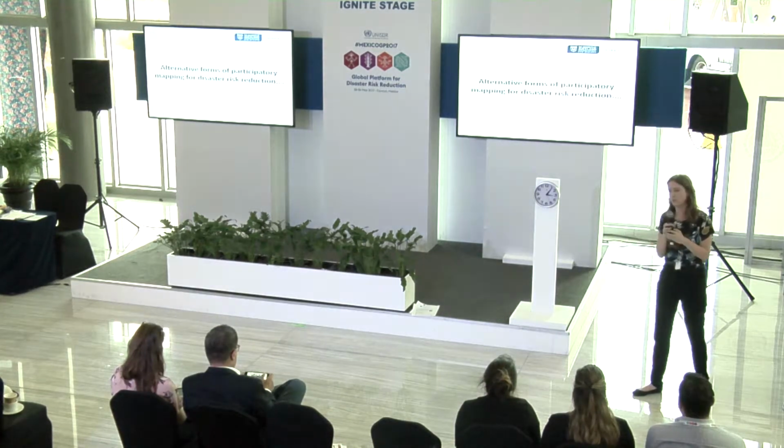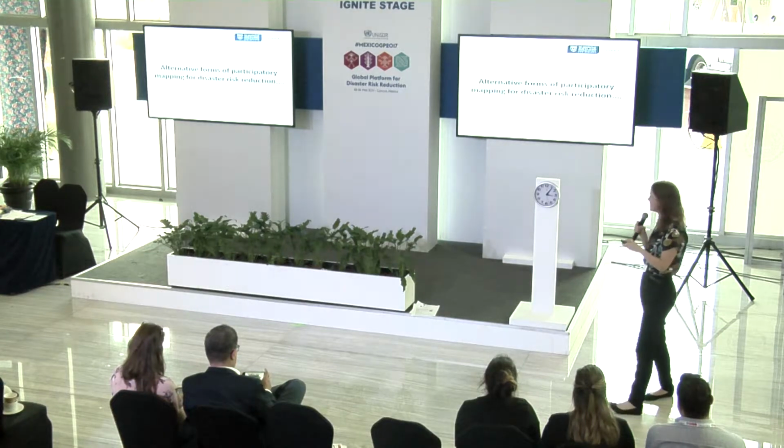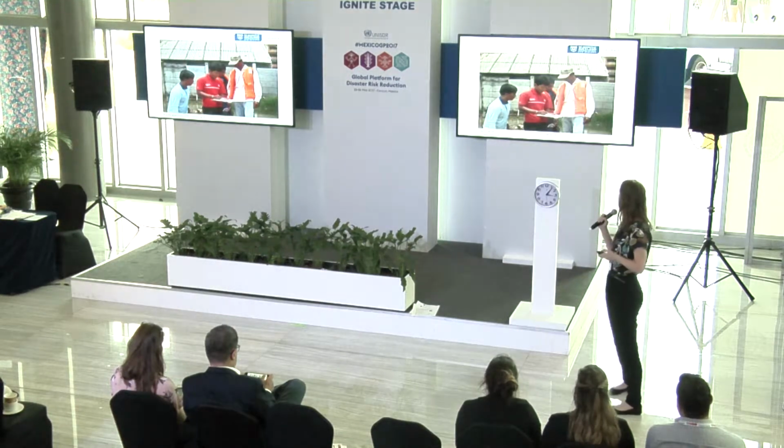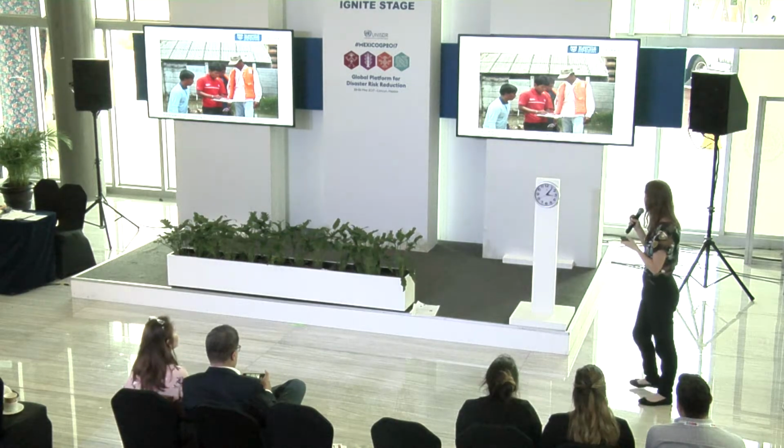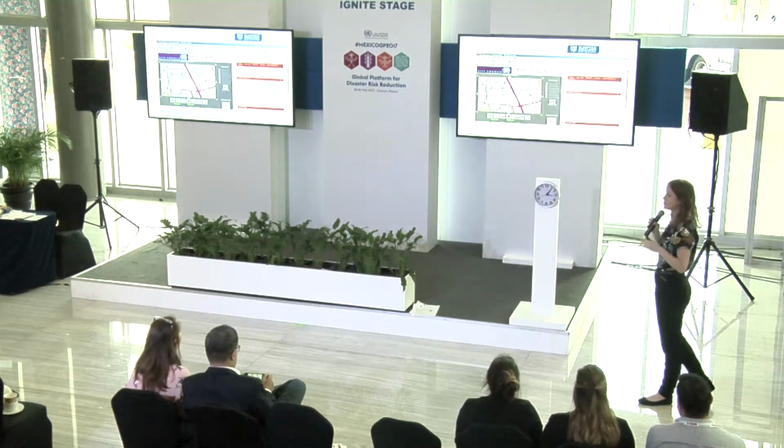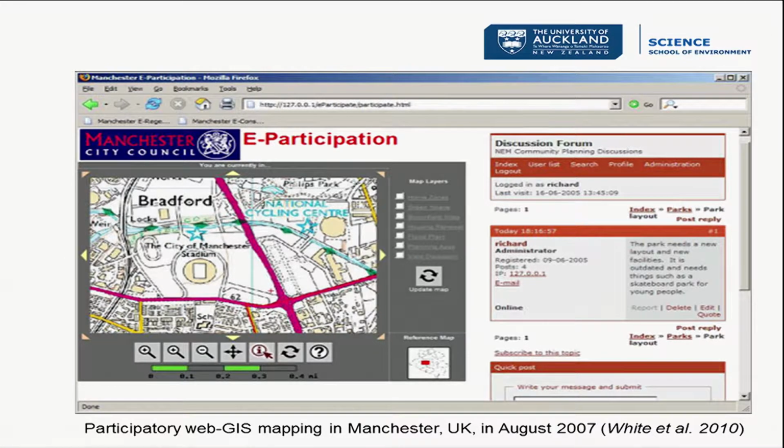So alternative forms of participatory mapping that aim to address this gap include participatory GPS mapping. This is where people walk around in their environment and they create GPS maps to be incorporated into a GPS system. Then there is participatory web GIS mapping, where people are able to interact with and contribute to GIS maps from their own computer.